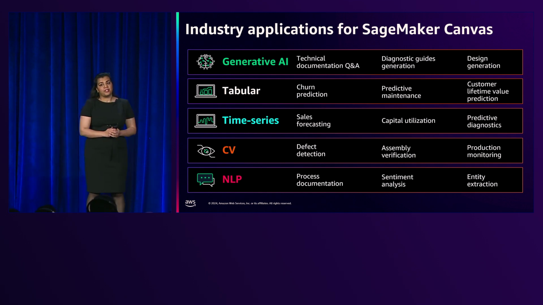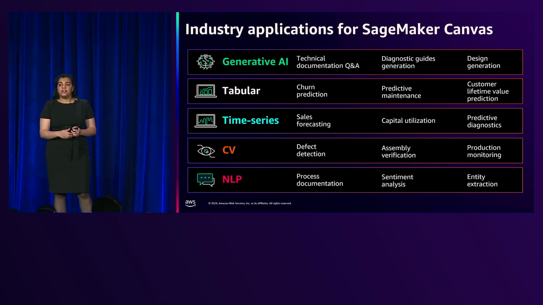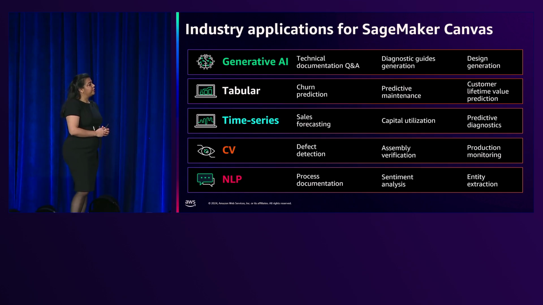and entity extraction. In our own teams, we're using SageMaker Canvas to predict customer revenue in the coming quarters, as well as get deeper insights into customers, such as churn and customer segmentation.